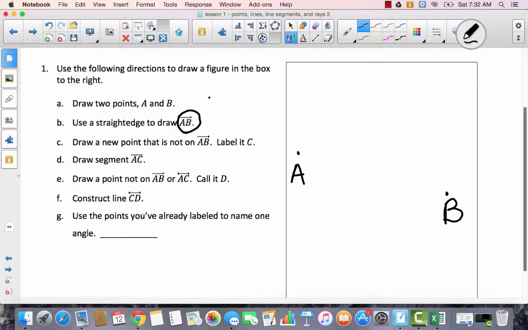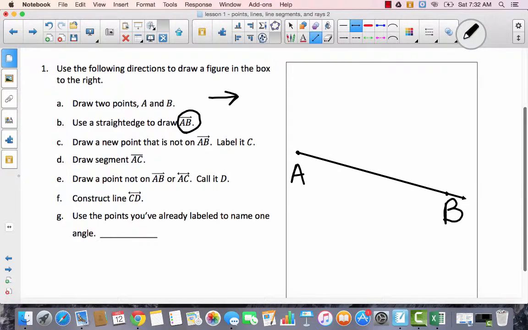It has this figure over top of it. What does that look like? It's a ray, so we have to draw a ray. And because A is the first letter, that means that A is the endpoint. Okay, so we're going to put A here, and then we're going to draw it through B. And that is ray AB.